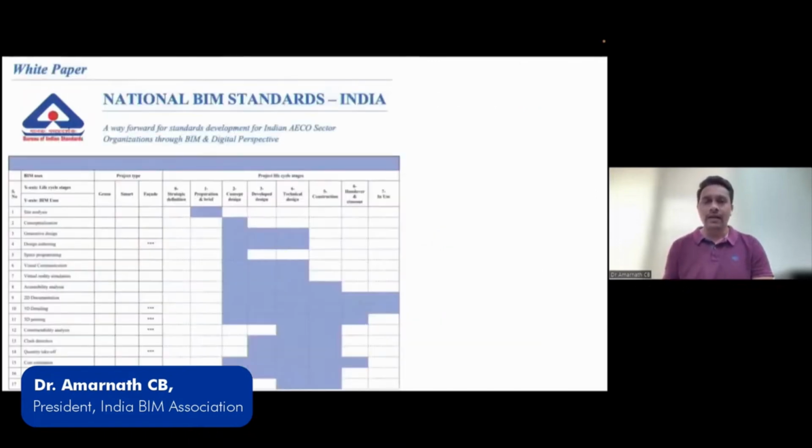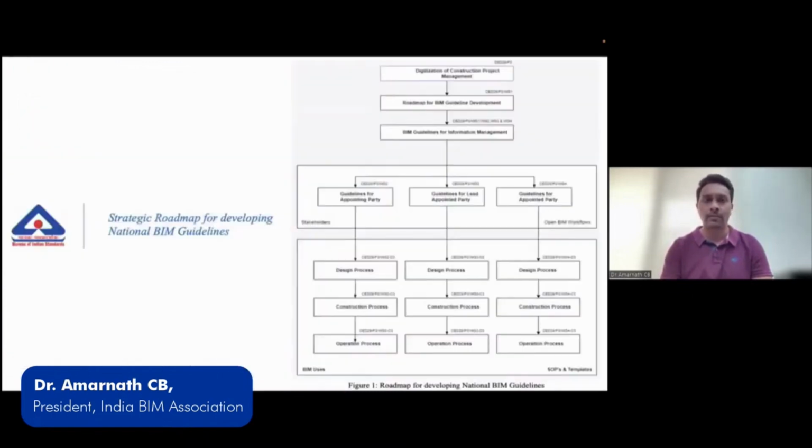In fact, we have launched a white paper on the National BIM Guidelines or Standard for India, which clearly gives an overview about what are the key initiatives we have been taking at the Bureau of Indian Standards to take this initiative further. If you are willing to look at it, you can request us to get the white paper.